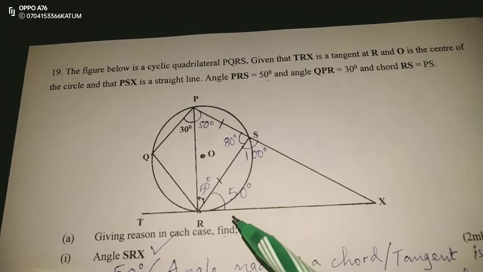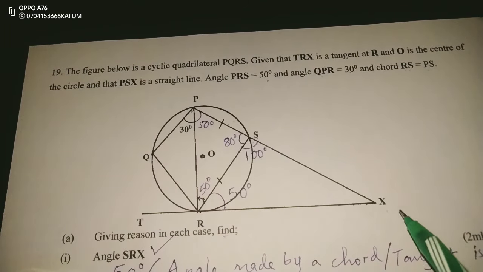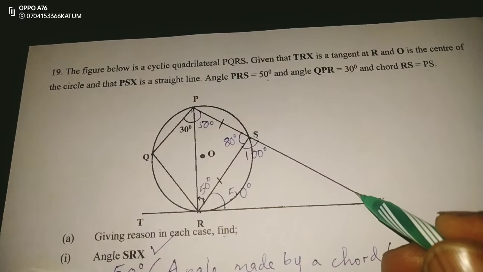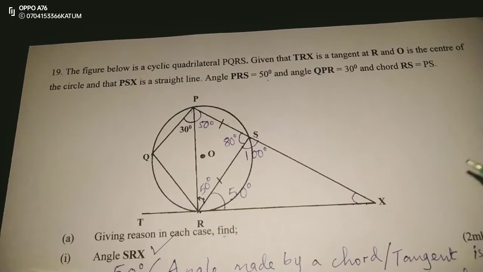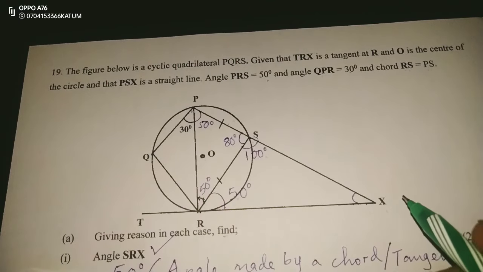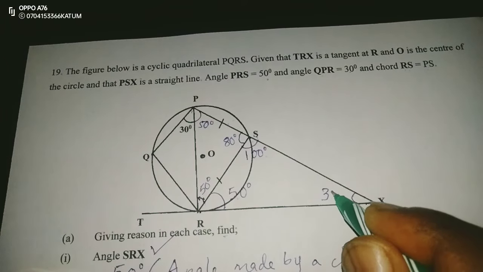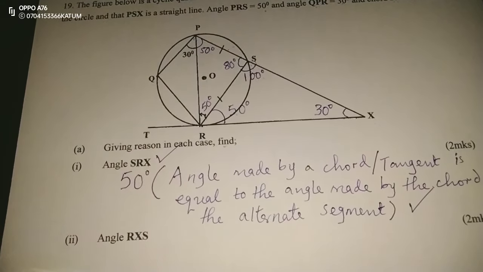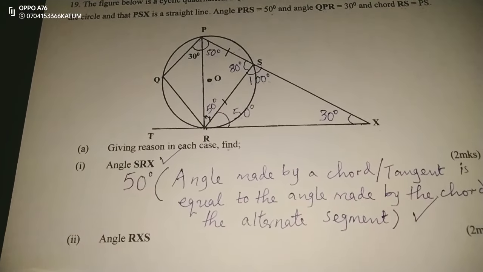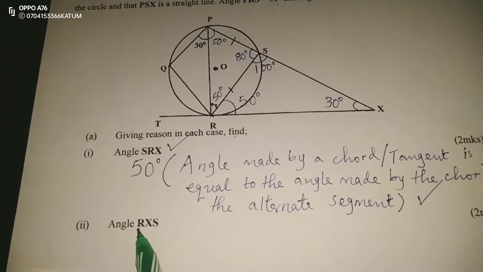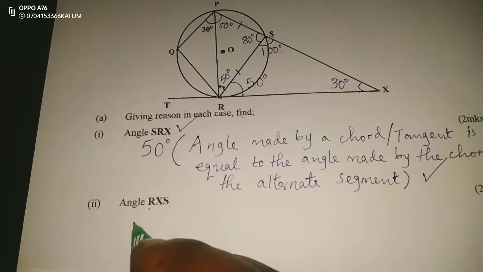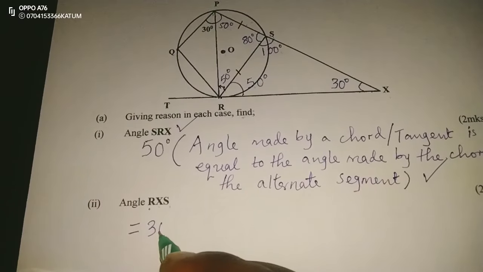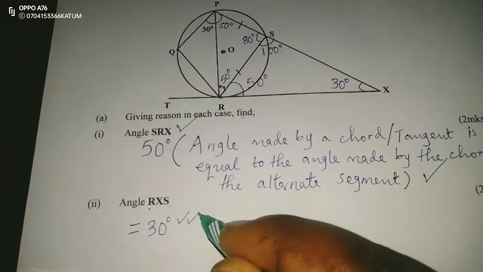If this is 100 and this is equal to 50 degrees, then for triangle SXR, we can get the remaining angle, whereby we need 180 minus 100 and 50, and this is equal to 30 degrees. So that is the angle we wanted, RXS. So the value is going to be 30 degrees. I'll give a score for that.